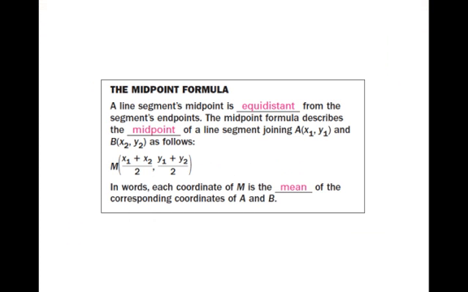All right, now let's find the midpoint. A line segment's midpoint is equidistant from the segment's endpoints. It's in the middle. The midpoint formula describes the midpoint of a line segment joining point A (x1, y1) and B (x2, y2) as follows. The midpoint is ((x1 plus x2) over 2, (y1 plus y2) over 2). In words, each coordinate of M is the mean of the corresponding coordinates of A and B, the mean or the average. So your x coordinate of your midpoint is the average of the x values, and your y coordinate of the midpoint is the average of the y values.